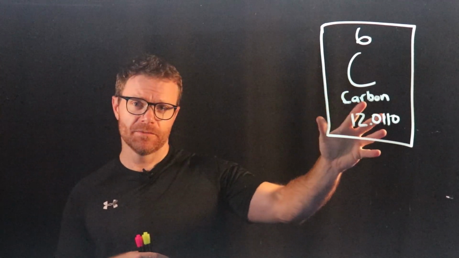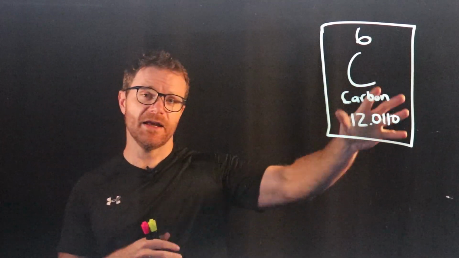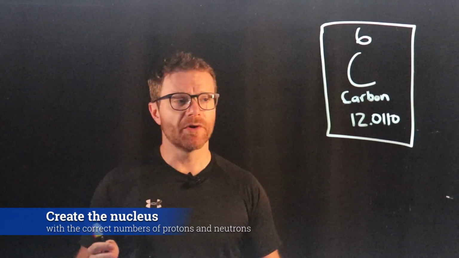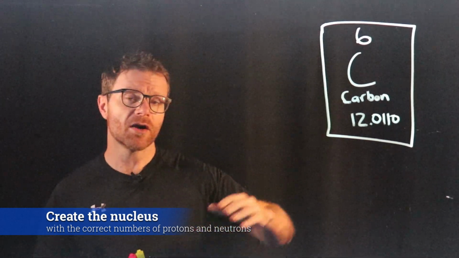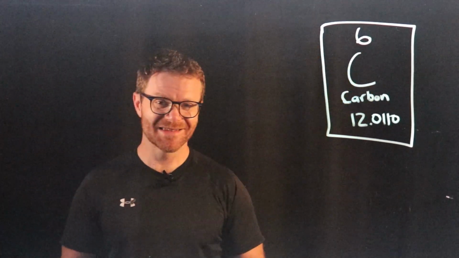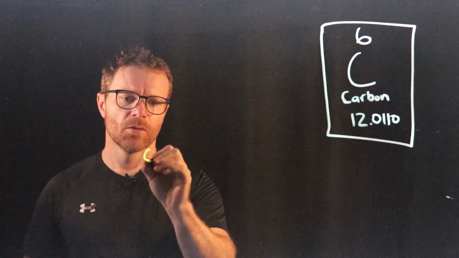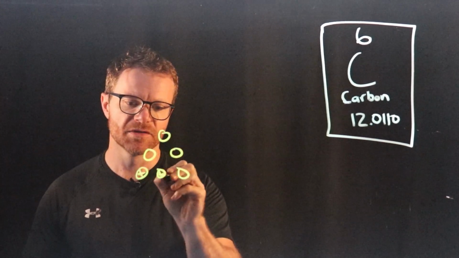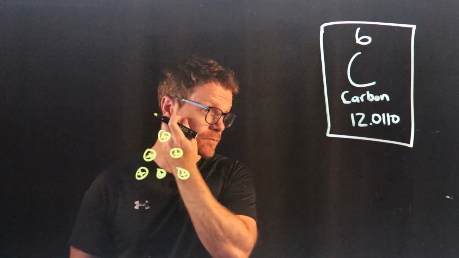Let's start with carbon. The first thing I would do when constructing a Bohr model of any atom is construct the nucleus. Hopefully you remember that the nucleus is made of protons and neutrons. And a carbon atom has an atomic number of 6, therefore it always has 6 protons. So let's stick those in the nucleus. 1, 2, 3, 4, 5, 6. And I've used little plus signs for protons because they have positive charge.